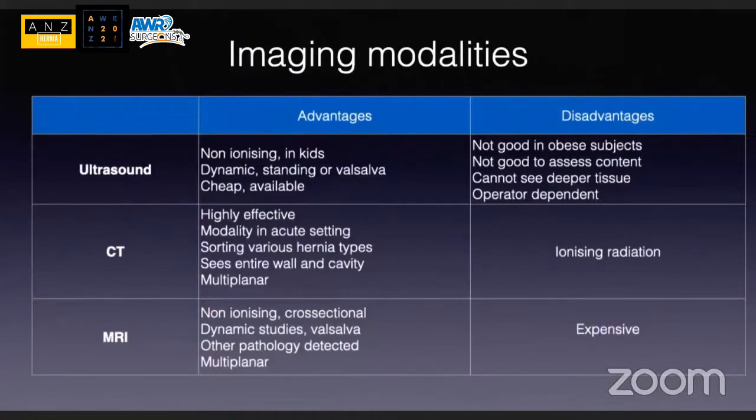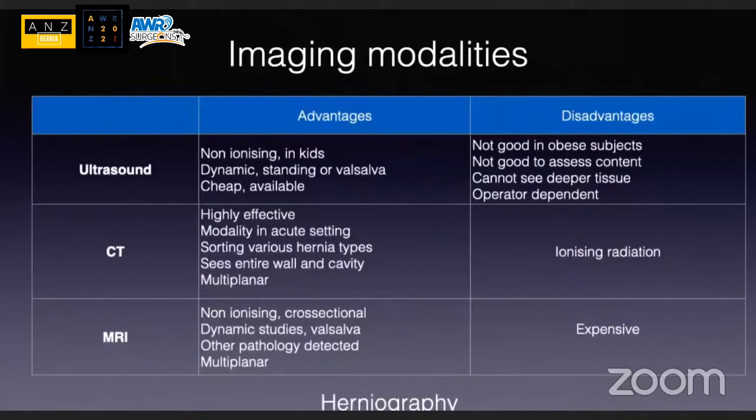MRI is a mix of the best of both ultrasound and CT. It can be dynamic, Valsalva can be done, and it is multiplanar. A lot of other pathologies like groin strain related pathologies can be detected with MR. But it is slightly expensive, maybe not so much nowadays.